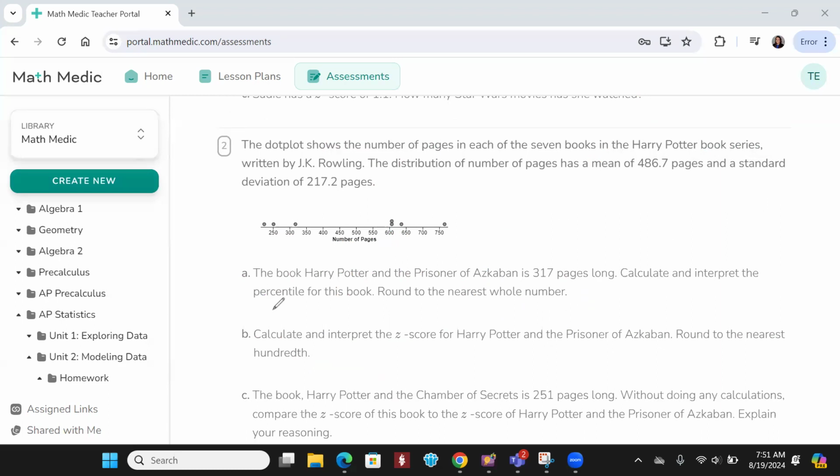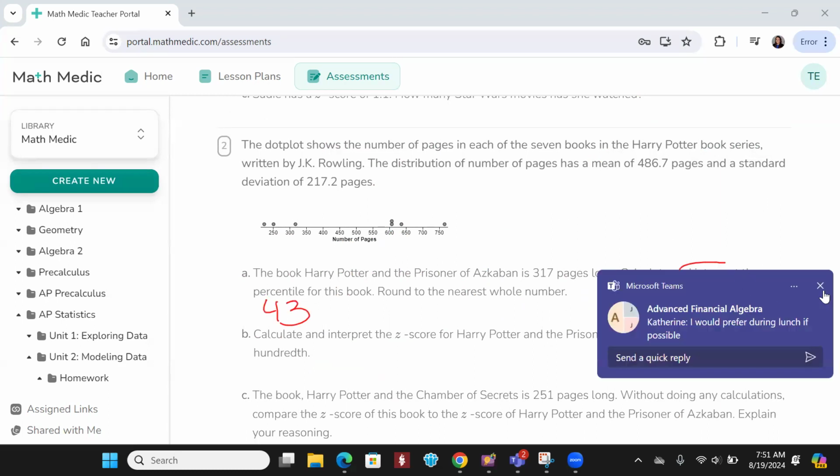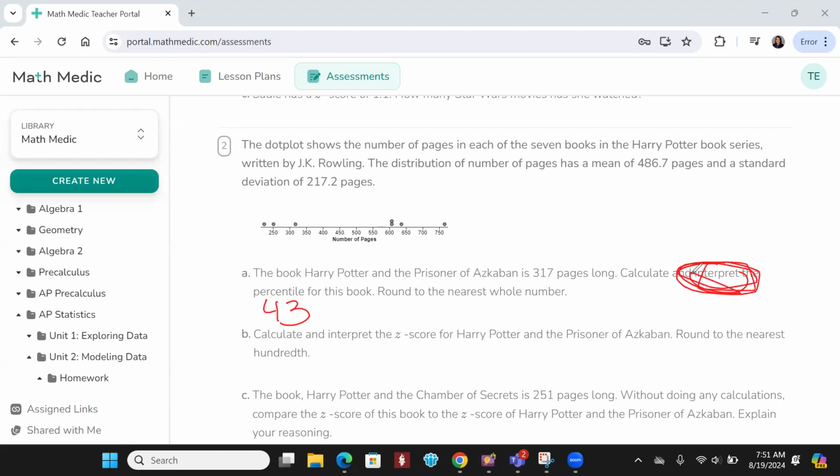Okay, now here's the deal. This word means you've got to talk about it in context. So the way you would say this is the number of pages in Harry Potter and the Prisoner of Azkaban is greater than or equal to 43% of the books in the Harry Potter series. Interpret means to put it in context. Okay? Is everybody okay on that?